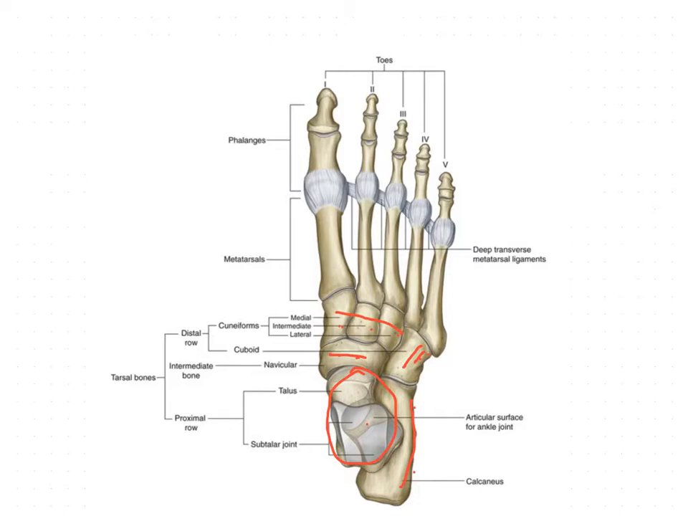Coming to the metatarsals, it consists of 5 metatarsals: 1, 2, 3, 4 and 5. And if you see the phalanges in the toes, the numbering of toes is from medial to lateral. So first, second, third, fourth and fifth toes.